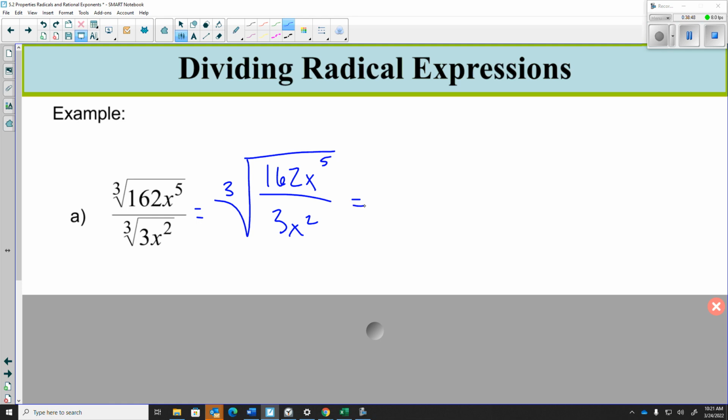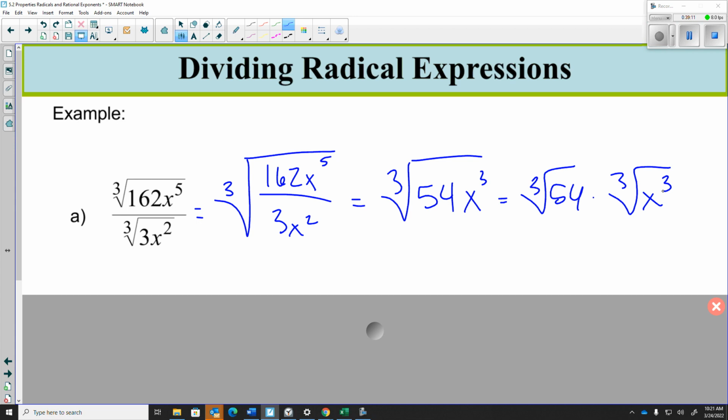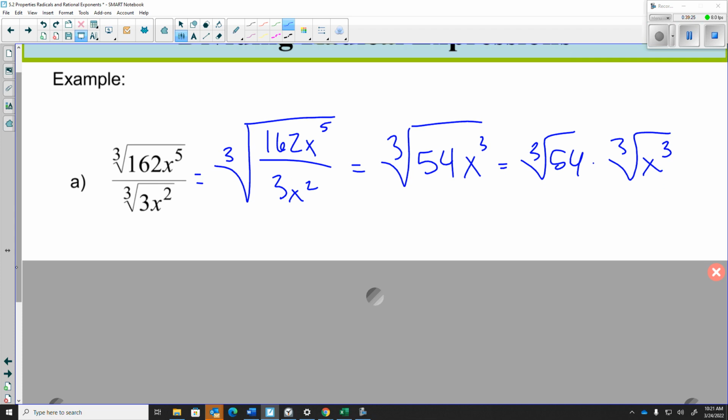What's 162 divided by 3? 54. Cube root of 54. What's x to the 5th divided by x squared? Divide means you do what? Subtract. So it's x to the 3rd. Break it up: cube root of 54 times cube root of x cubed. Is there a perfect cube that goes into 54? 27 is close. Yeah, it's times 2. So cube root of 54, that's 27 times 2.